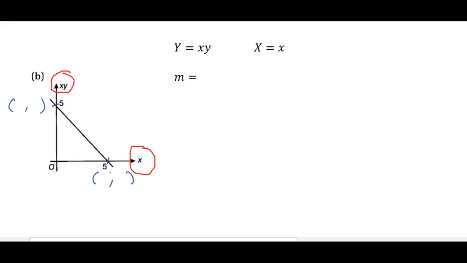So what is this coordinate? Ini X 5, 5, 0. Ini paksi Y ya. Y 5, 0. Okay, so kita cari label first.